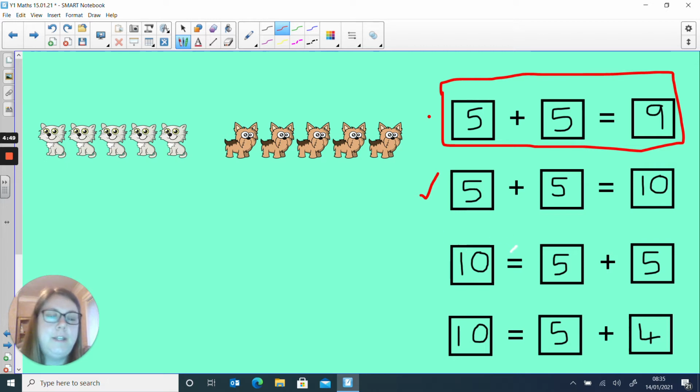Next one, 10 equals 5 add 5. Have I got that one right? Yes, I have, and I've remembered my whole goes at the beginning with my parts there. Okay, give that one a tick.